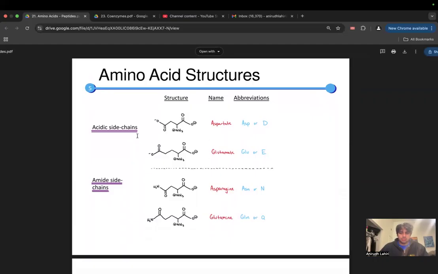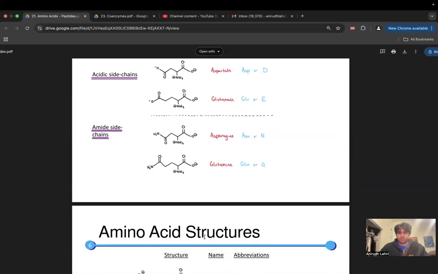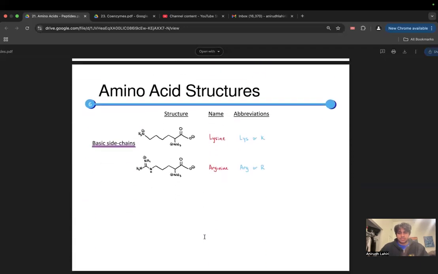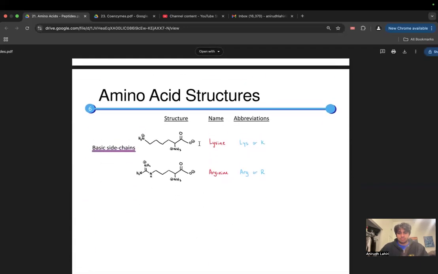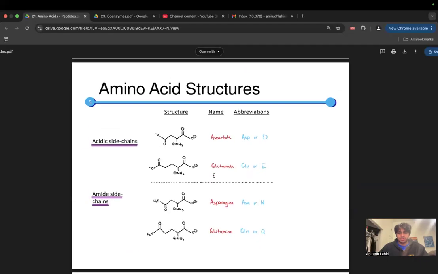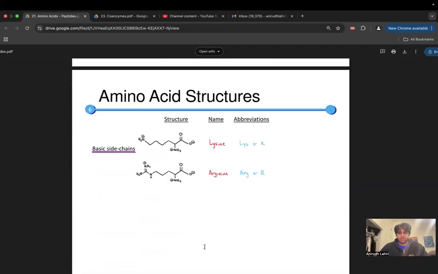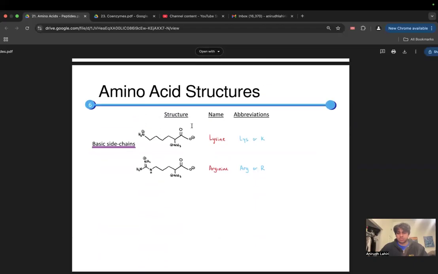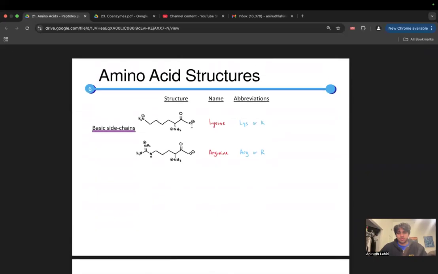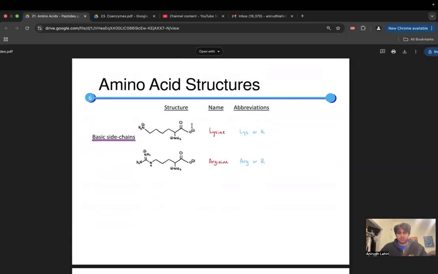Amino acid structures. These are the acidic side chains, aspartate, glutamate. These are the ones that are negatively charged. Amide side chains, asparagine, glutamine. Basic side chains, lysine, arginine. So I misspoke here. These aren't necessarily the ones that are negatively charged. These are the ones that are generally considered to be negatively charged because they're basic side chains, right? And we'll go over acidic side chains a little bit later on.